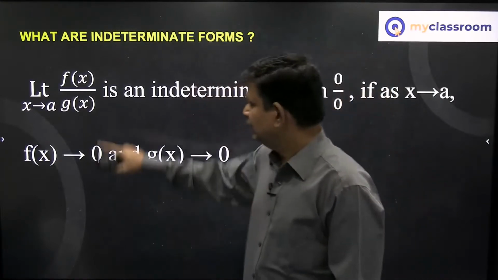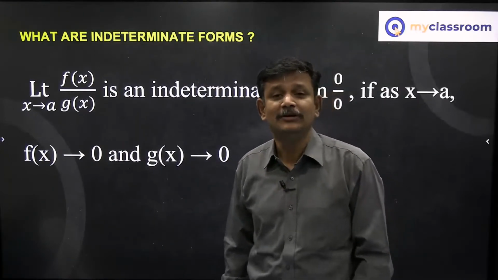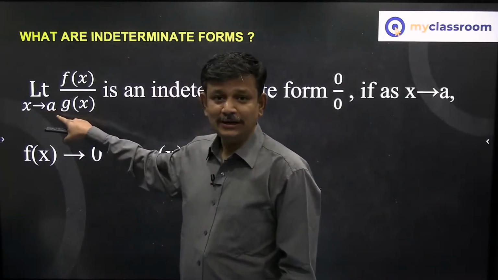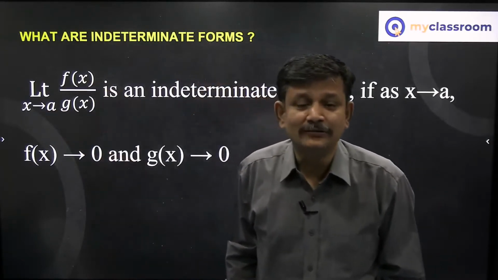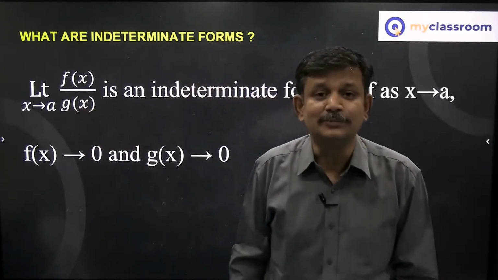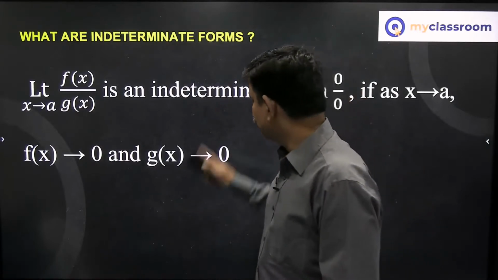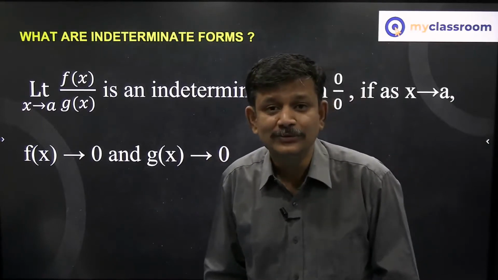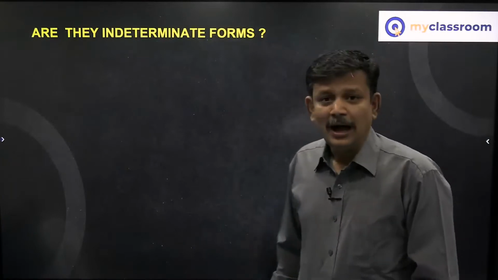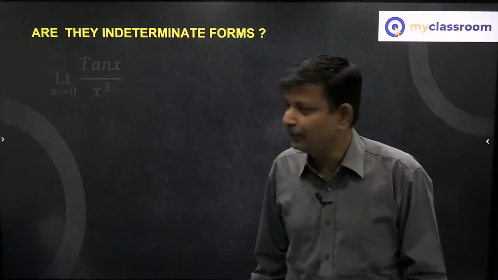Is that clear? Limit as x tends to a of f of x by g of x is said to be of an indeterminate form 0 by 0 if, as x approaches a, f of x, the numerator of the limit, is approaching 0, and g of x, the denominator of the limit, is approaching 0. If both numerator and denominator are approaching 0, then it is called an indeterminate form 0 by 0. Let us see if you have understood this. I'll give you some limits and you have to tell me whether they are indeterminate forms.